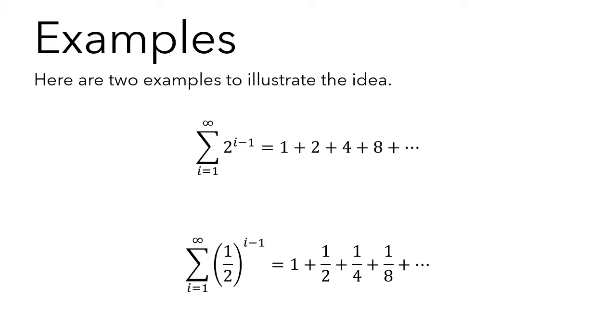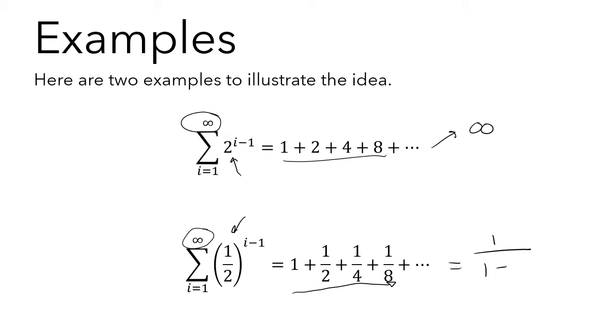Here are two examples to illustrate the idea. If we have a series where r is a number greater than the absolute value of 1, in this case 2, these numbers are going to get bigger and bigger as they go along, and our series is going to go towards infinity as the number of terms goes towards infinity. But if our ratio is less than 1, like in this case 1/2, as we tend towards infinity, these numbers are going to get smaller and smaller, and it's actually going to equal something. In this case, it's going to be 1 divided by 1 minus 1/2, which is actually 2. So if you add all the infinite terms here, it will equal 2.